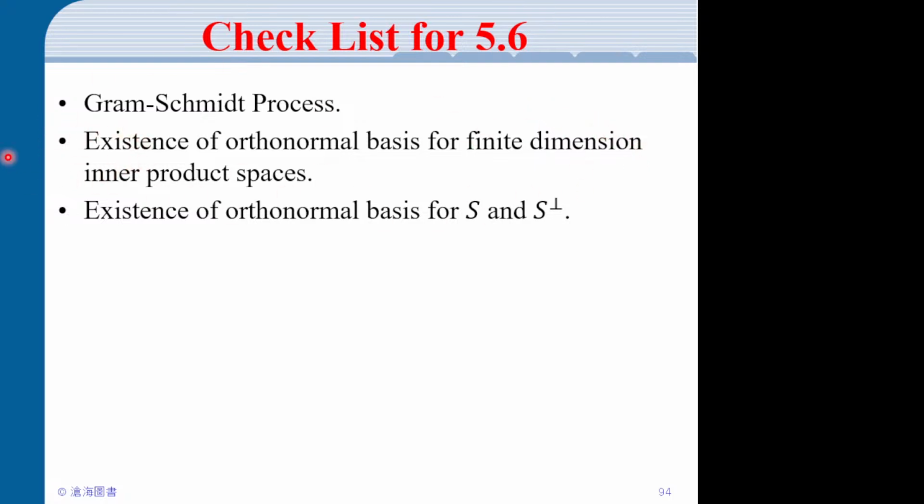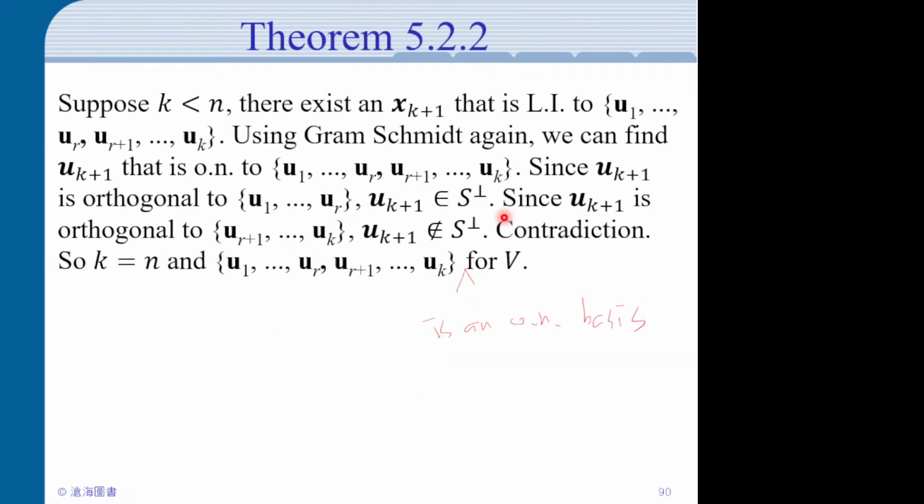And then theoretically, we know that just having the Gram-Schmidt process exist, we can show that there is an orthonormal basis for every finite dimensional inner product space. And we also see that we can have a nice orthonormal basis for every subspace S and its complement. Okay. Any questions? If not, then I think we can finish about 5 minutes early, because that's everything.